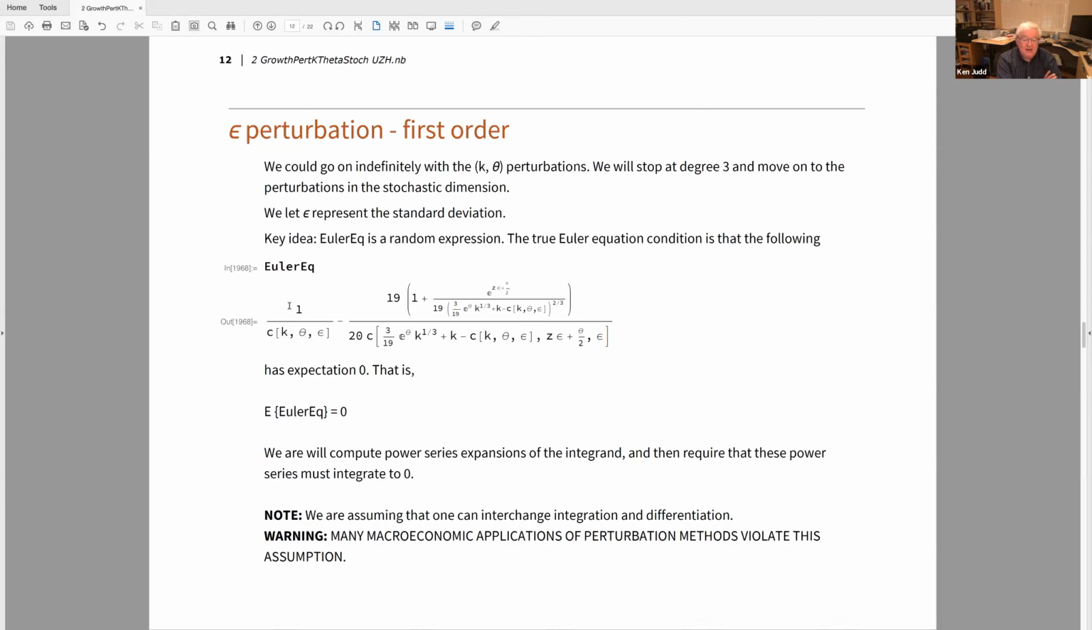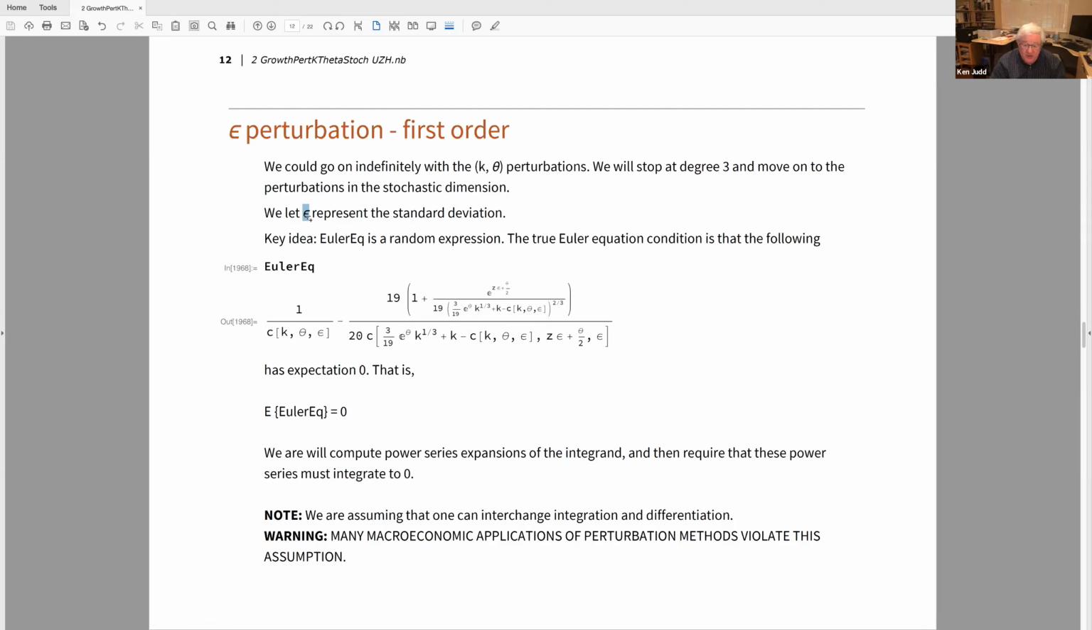Now we're going to add in the uncertainty part. So epsilon represents the standard deviation of the shock. That means, by the way, epsilon squared is like the variance. You see, the variance of little z is 1. And so the variance of epsilon z is going to be epsilon squared.